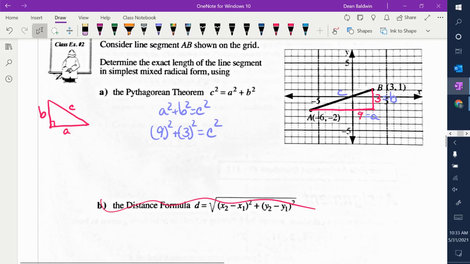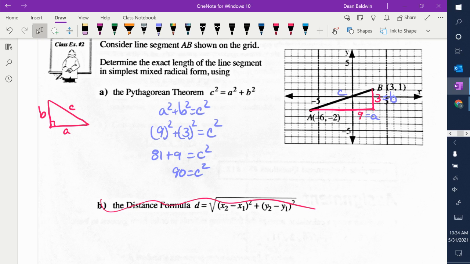Nine squared is 81 plus 3 squared, which is 9, gives me 90. 90 equals C squared. Does everybody agree with that? Okay, I'm not trying to solve for C squared though. I want C. So what do we do?